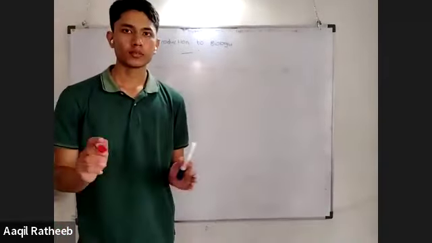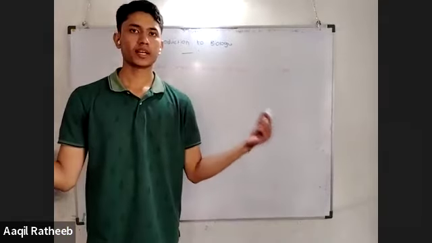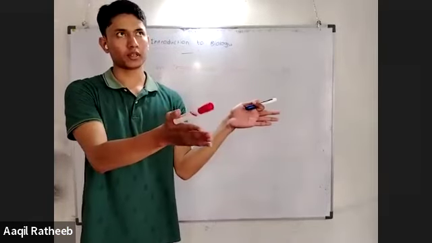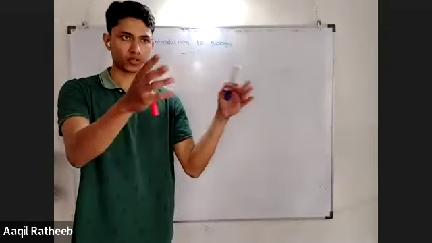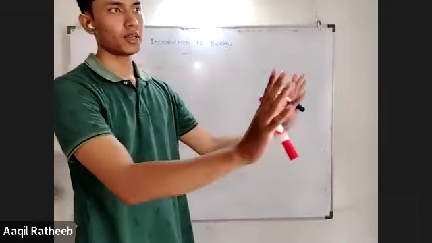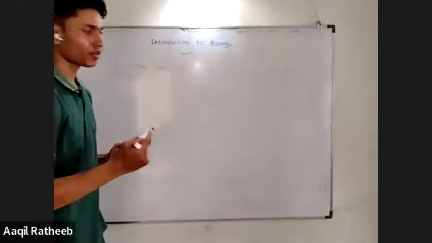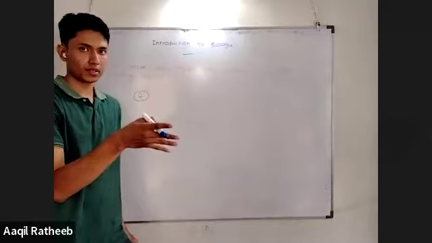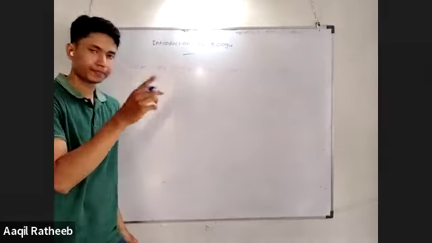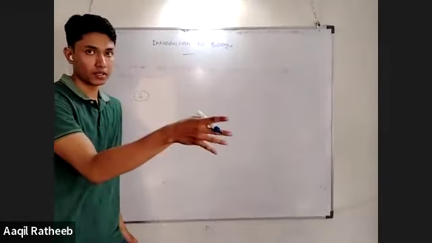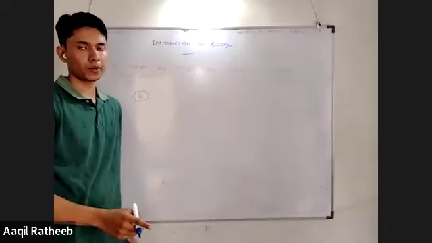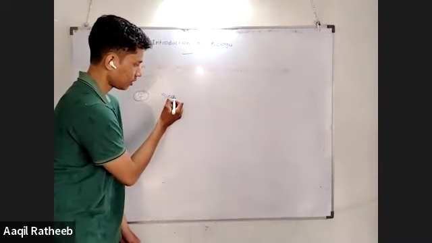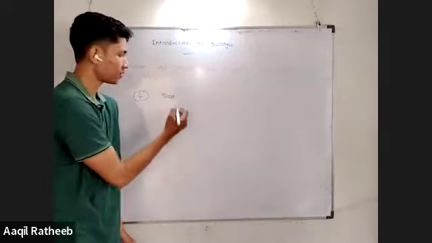So I told you that organisms are diverse, right? Now we separate the organisms. We focus on four reasons to separate the organisms. The first one is size. Organisms are diverse because of size.